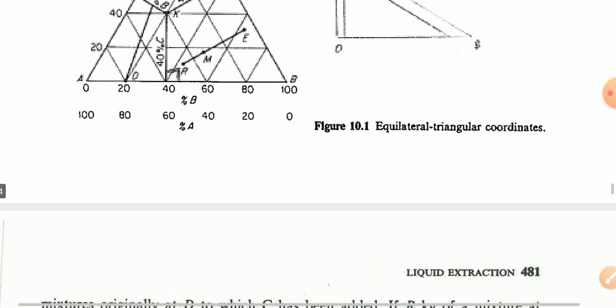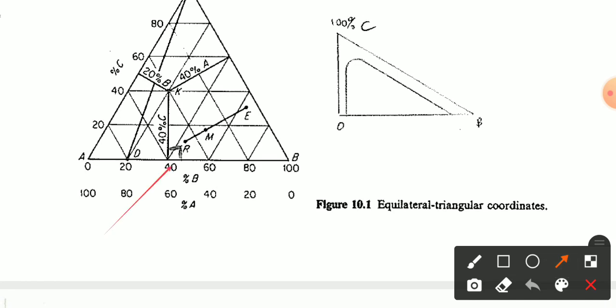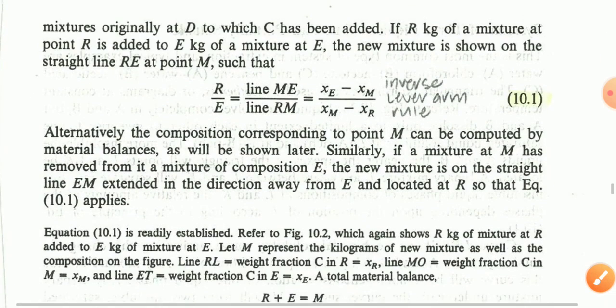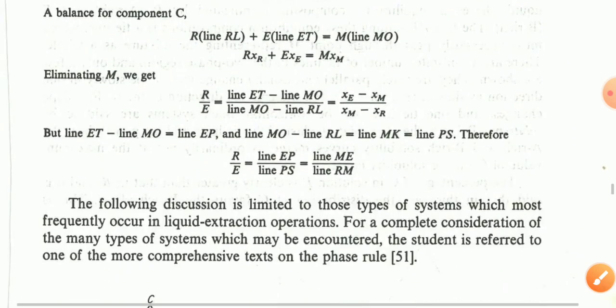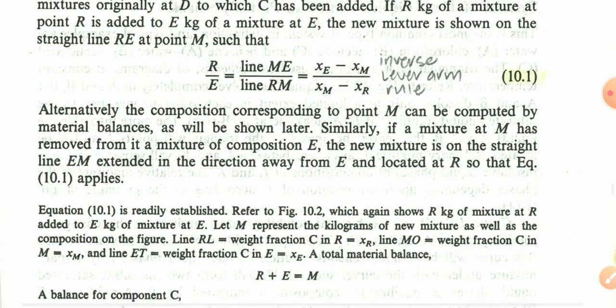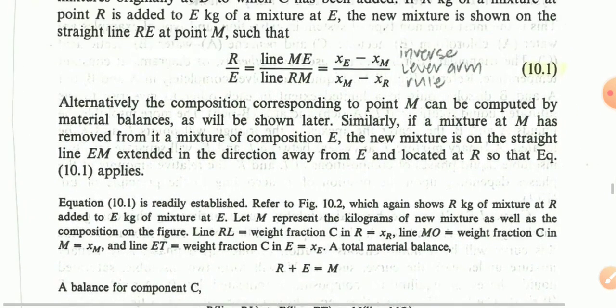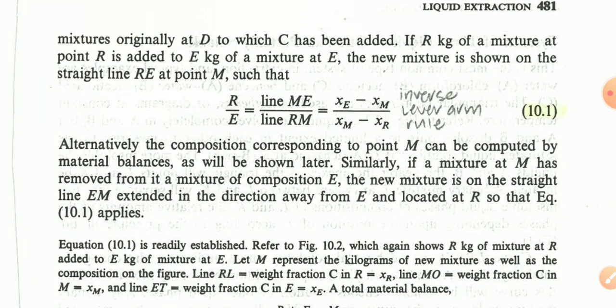Look in the figure at this line. Simply, R by E is line ME by line RM, the straight line ME.